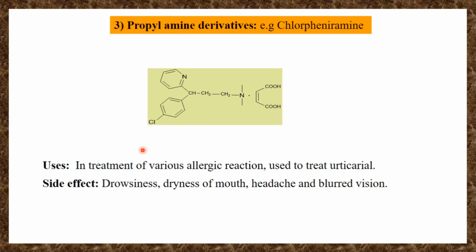Then the next one is propylamine derivative, and the example of propylamine derivative is chlorpheniramine. This is the structure of chlorpheniramine. It's a malate salt, this is your malic acid. The malate salt is a white crystalline powder which is soluble up to 30% in water and 10% in alcohol and chloroform.